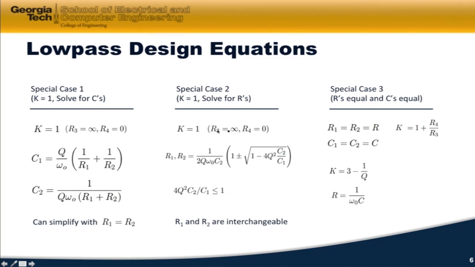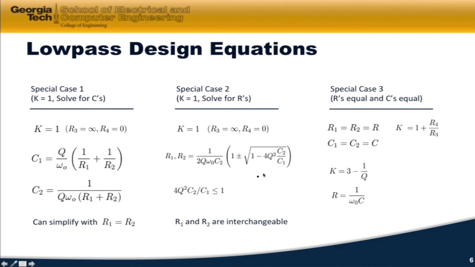A second case is we again let K be equal to 1, but we solve for the resistor values rather than for the capacitor values. The reason for this is that in a typical electrical engineering laboratory filled with bins of resistors and capacitors, you typically have resistors with tolerances of 5% and capacitors with tolerances of 20%. So it's often easier to choose the capacitor values that you know that you have, and then find the nearest resistor values. By putting it in this form, you can do that.